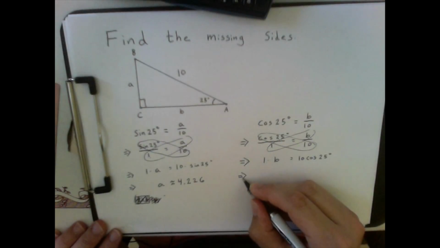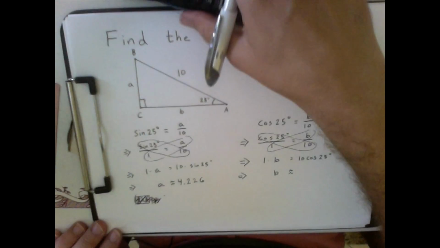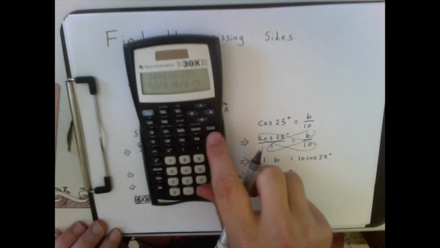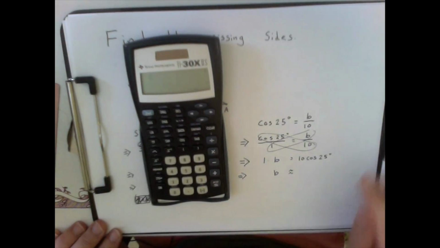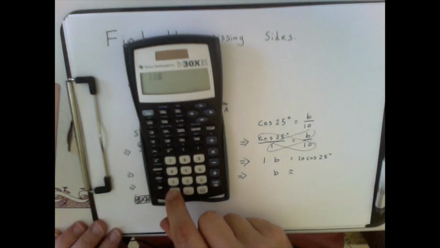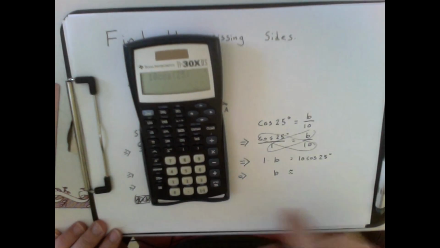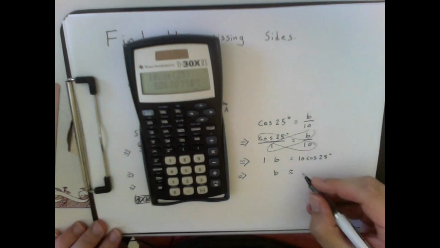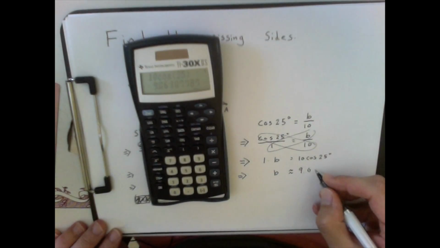1 times B is, of course, B. And to get 10 cosine of 25 degrees, we go into our calculator. I changed it into degree mode before, so we're good there. So now I'm just going to do 10 cosine of 25. And we get 9.063 approximately.